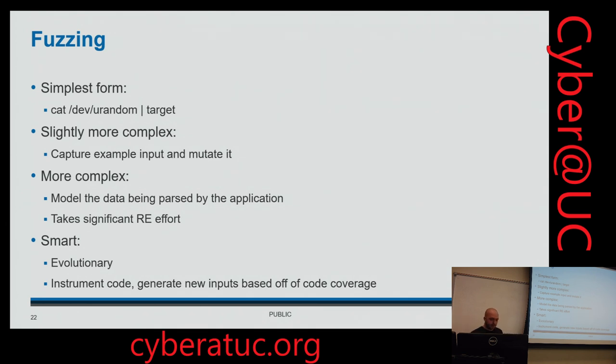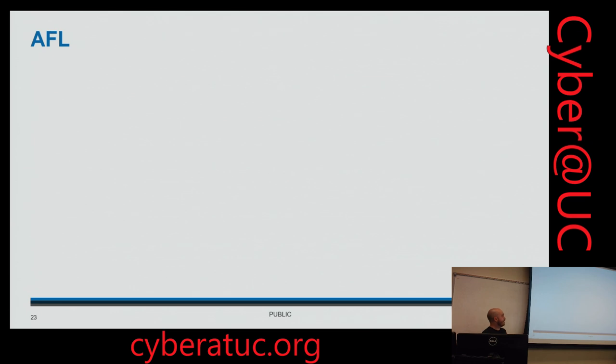People instrument code, they add hooks and ways to check on the progress of the code, and then generate new inputs based off of code coverage. So what that means is that they monitor how far a given input gets into a program, and then take the ones that get really far, and modify those to see if they can get farther, or get different code paths. One of the best tools for doing that is AFL.